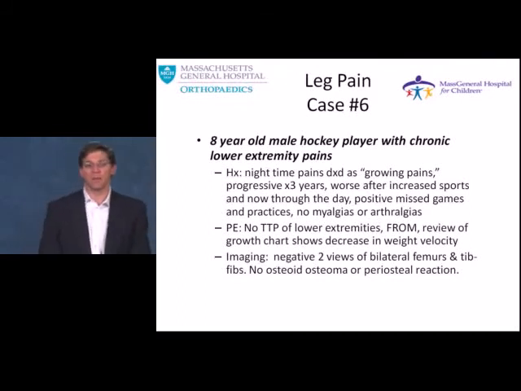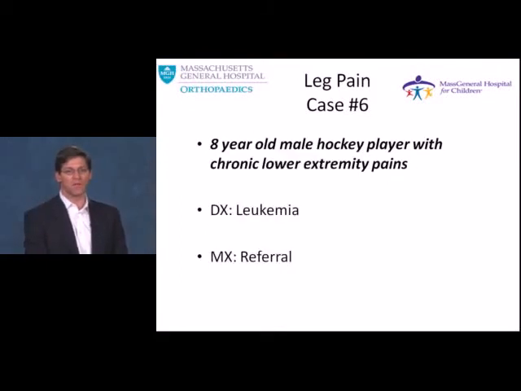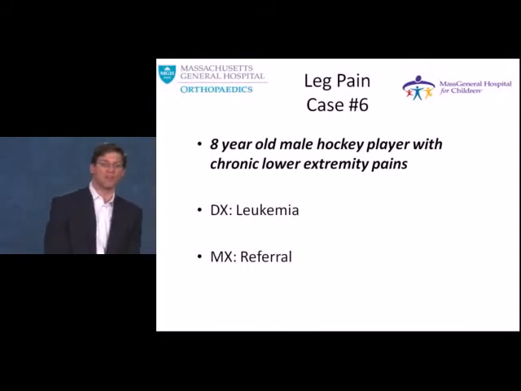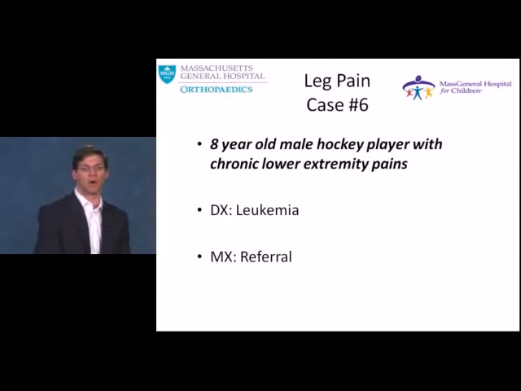On physical exam, he has no tenderness to palpation of any of the lower extremities. He has full range of motion, but a review of his growth chart does show a decrease in his weight velocity. When you get imaging, he has negative 2 views of the bilateral femurs and tibia and fibulas. He has no osteoid osteoma or periosteal reaction. And this is someone where you would think more systemically, and his diagnosis on blood testing was leukemia and therefore requiring referral.